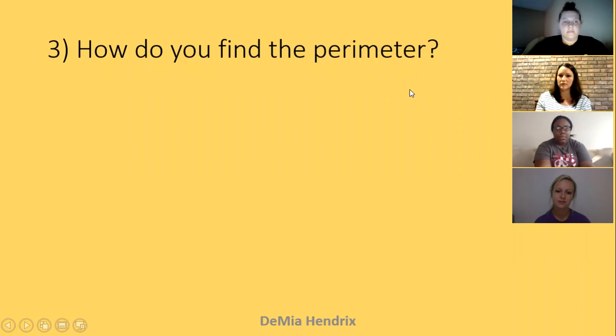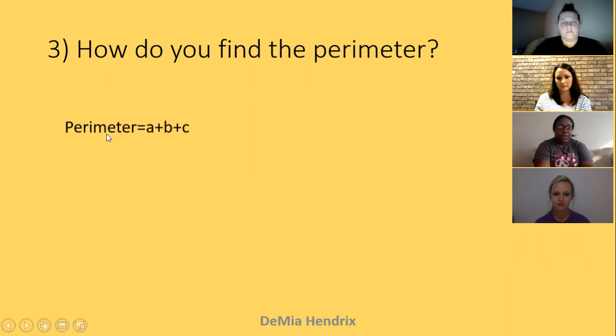Demia, how do you find the perimeter? Okay, so when you're finding the perimeter, you are basically adding up all the sides. So for an example, you're going to do A plus B plus C to find the perimeter. So right here we have this triangle, and it doesn't really matter what you consider your A, your B, or your C, as long as they're all labeled something different.